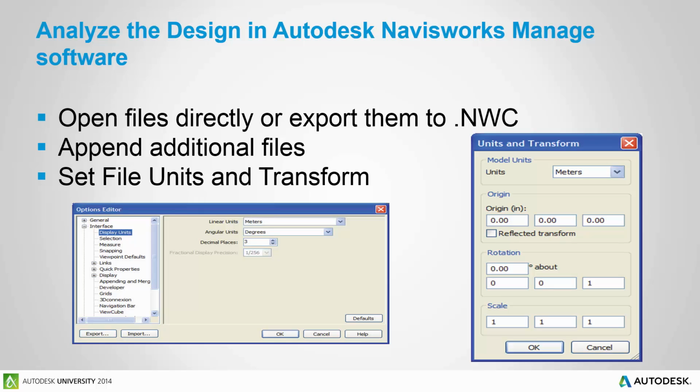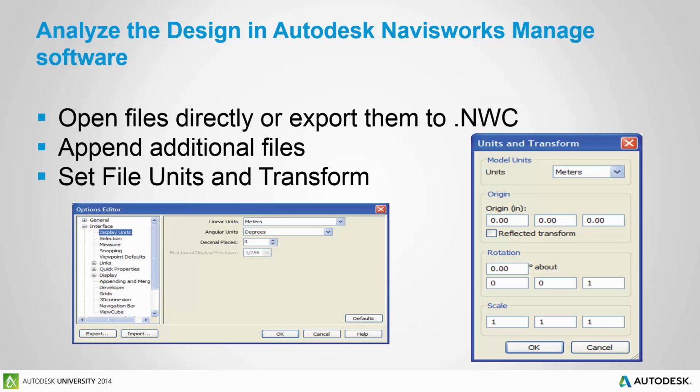The Autodesk Navisworks Manage software makes design review much easier by providing the opportunity to open up multiple file types in one software and then running a clash detection across them. When we're taking a Civil 3D model and we're opening it in Navisworks, most of the time that works just fine. If you happen to have any problems though, you can open the file up in Civil 3D and export it to an NWC file, which is a Navisworks clash file. Once it's in Navisworks, you can append additional files to it so that you can run a clash detection later.